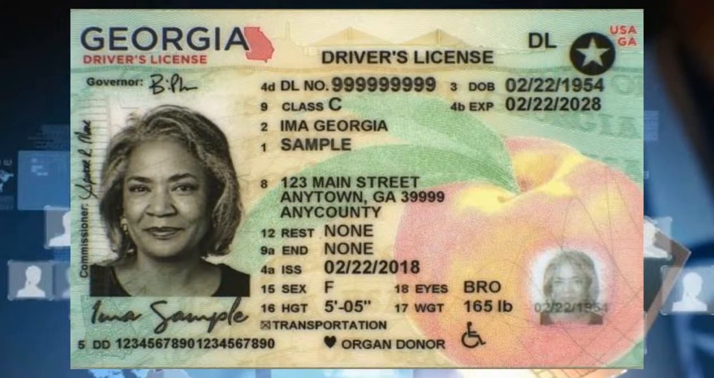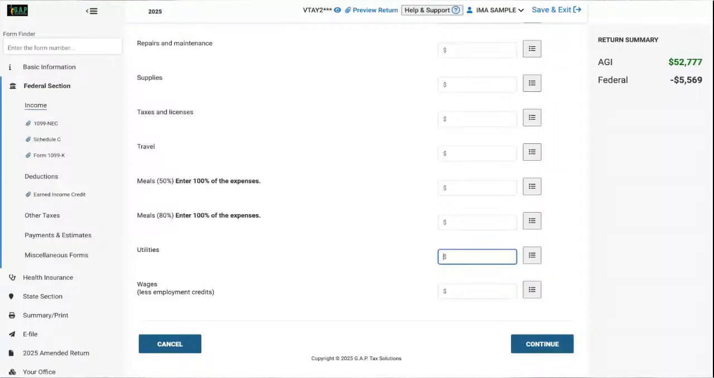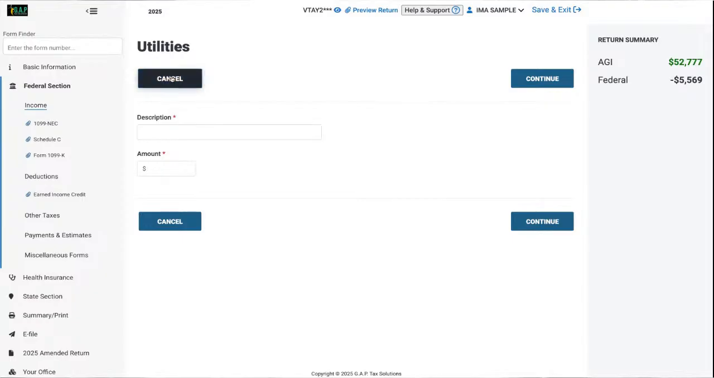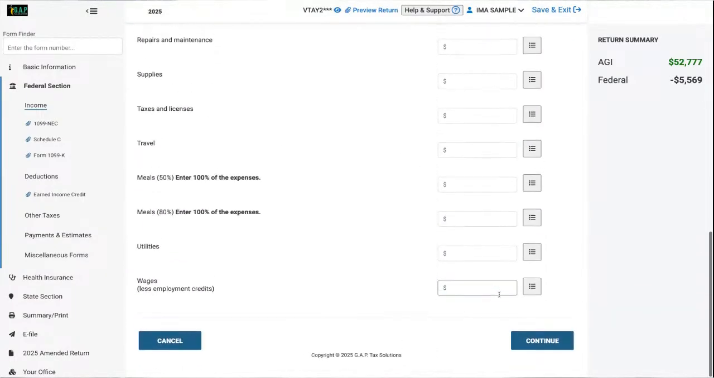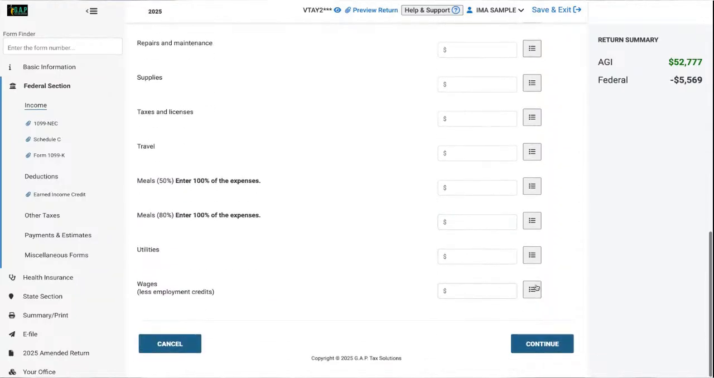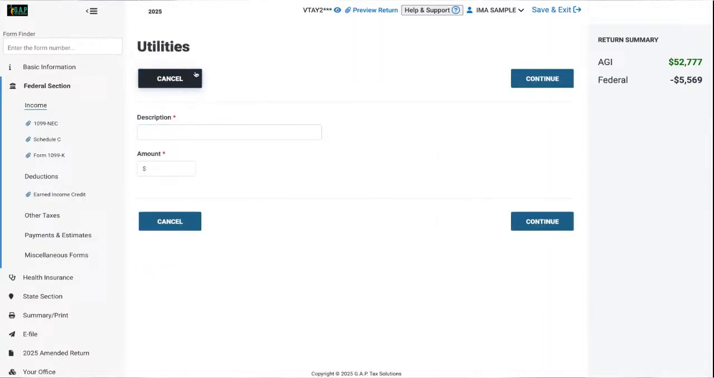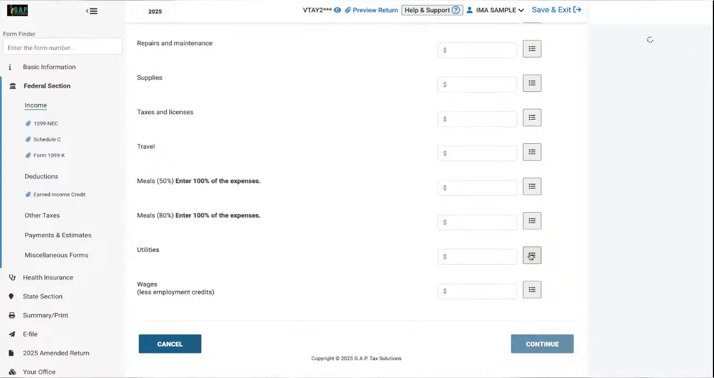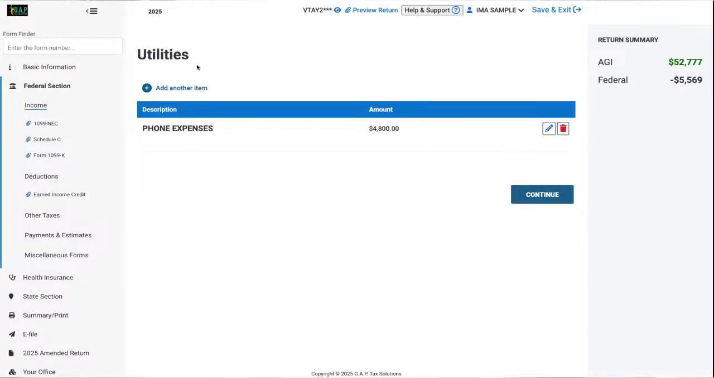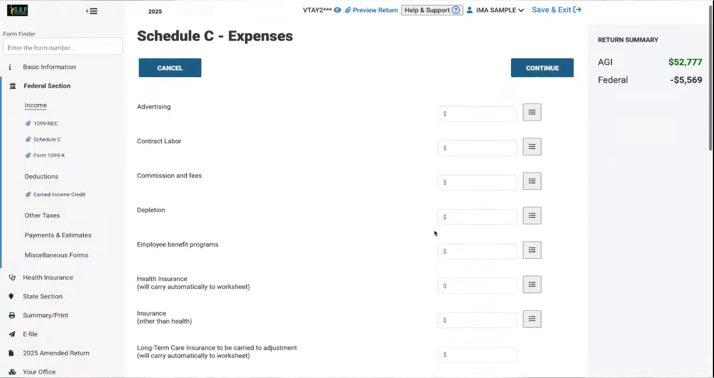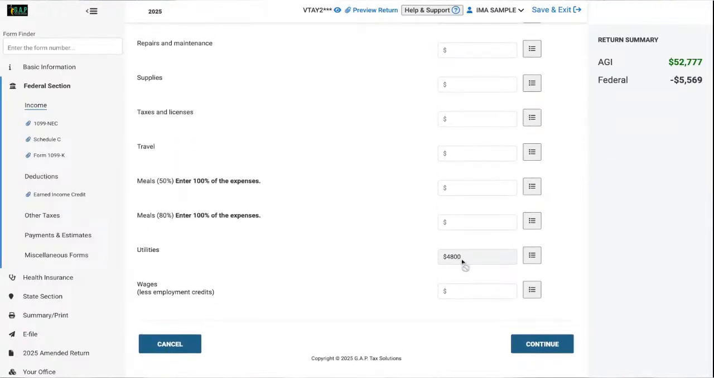So I'm going to go to the Schedule C page, and right here, even though it says utilities, I can actually put phone as a utility, or I can use it as office expense, if it's a monthly expense. But right now I'm just going to count it as a utility. I'm going to click on the little bar over here on the side, which allows me to categorize it. And I'm going to put phone expenses, $4,800. And then that is going to put the phone expenses under the category of utilities. So I now have that listed here.